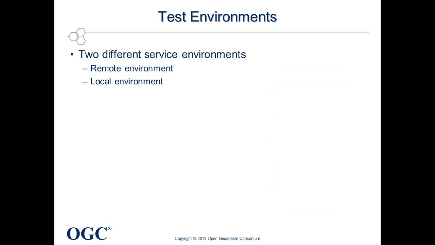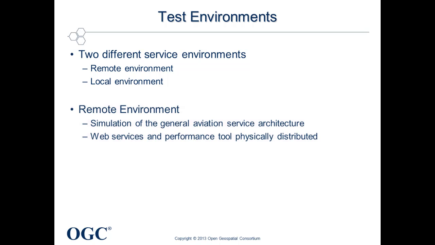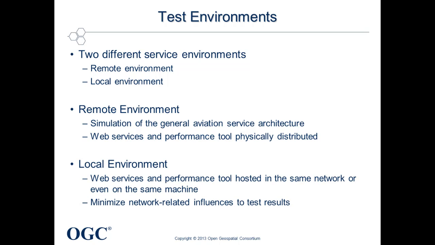2 service test environments have been defined in which the test models are executed with the same set of parameters: the remote and the local environment. The remote environment is designed to simulate the general aviation service architecture. Web service and performance tool, acting as a replacement for a client, are physically distributed. In the local environment, both the tool and the services are hosted on the same network. This helps to minimize network-related influence on test results.